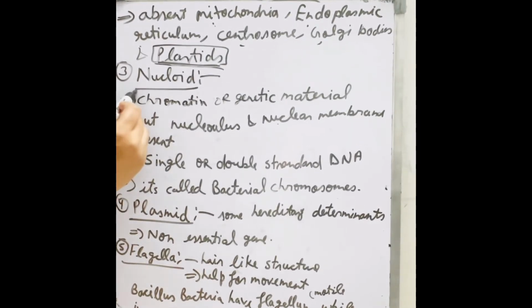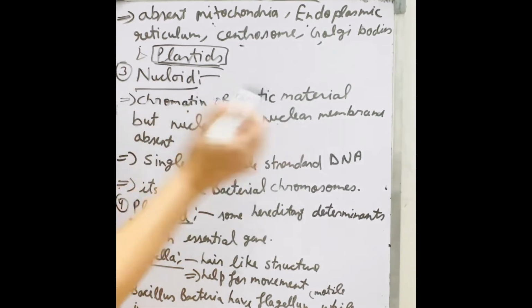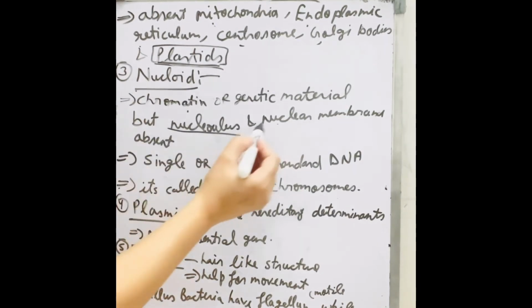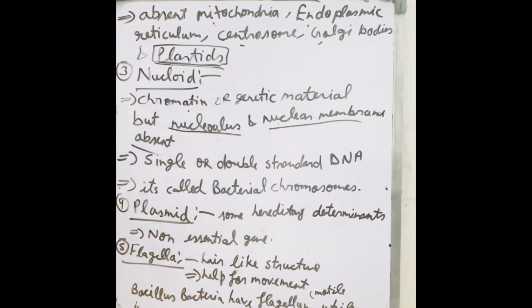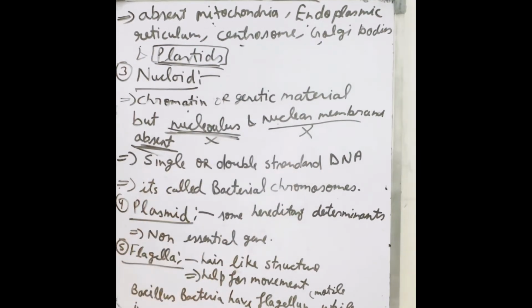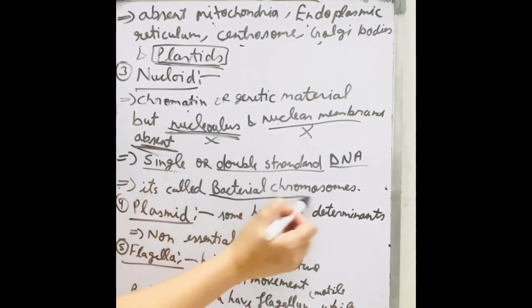The third point is nucleoid. In the bacterial cells, there is chromatin or genetic material, but because it doesn't have a true nucleus, it doesn't have a nucleolus and nuclear membrane. There is no nucleus, no nuclear membrane, but there is chromatin or genetic material found in the bacterial cell. This genetic material can be single stranded or double stranded DNA, and it is called the bacterial chromosome.